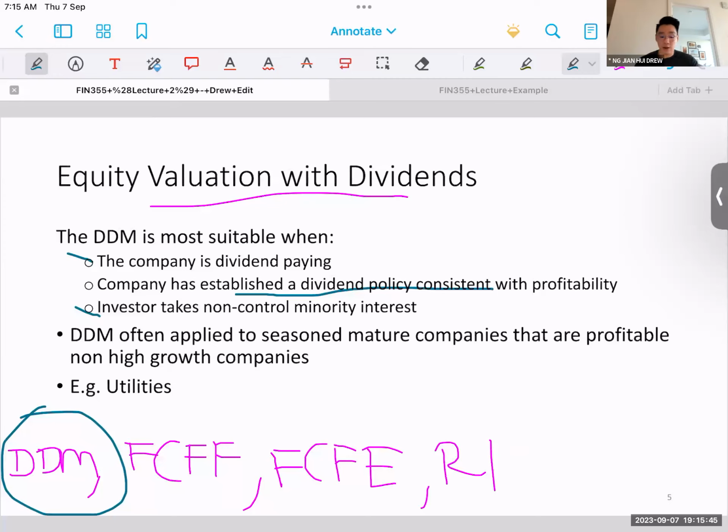So that's why if you are that kind of investor where you have a non-controlling minority interest, maybe the dividend discount method is important, or should be the appropriate method for you. Last but not least, it's often applied to mature companies. Generally, because for mature companies, their dividend policy is quite established. Established meaning that they pay a very fixed amount of dividends per year, or a fixed percentage of dividends per year.